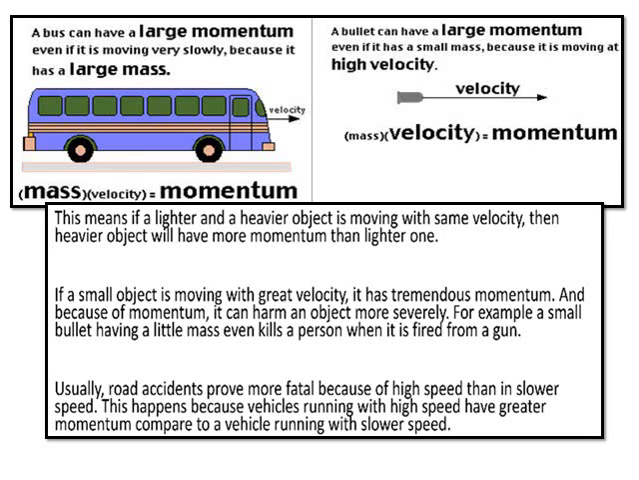Children, here we go with the examples which we discussed in the last slide. A bus can have large momentum even if it is moving very slowly because it has a large mass. On the right side, a bullet can have a large momentum even if it has a small mass because it is moving at a high velocity. In the first case, the mass of the body, that is the bus, is more. So we can decide that the momentum possessed by the bus is more even if it has few passengers. Now, when we compare a bullet with that of a bus, the mass of the bullet is negligible.